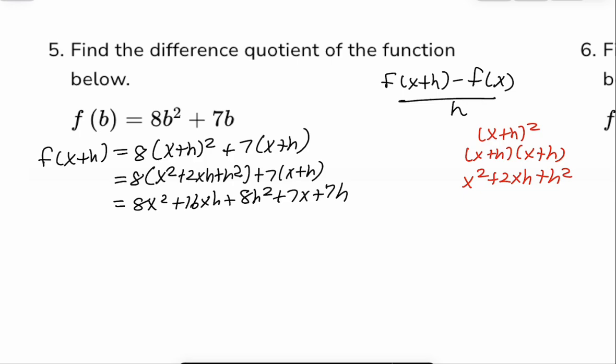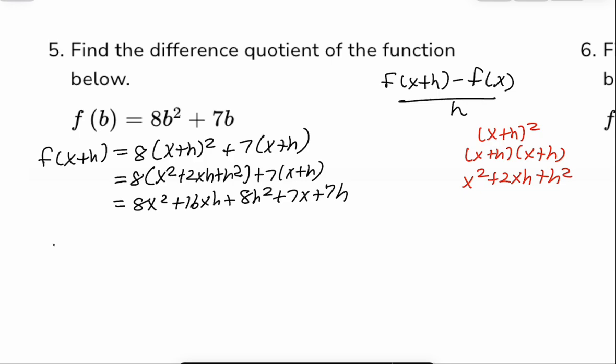It is very easy to make a little algebraic mistake at that spot. So be careful. Follow order of operations. And please know this. Learn that x plus h squared is always x squared plus 2xh plus h squared. Always, always, always. Okay.